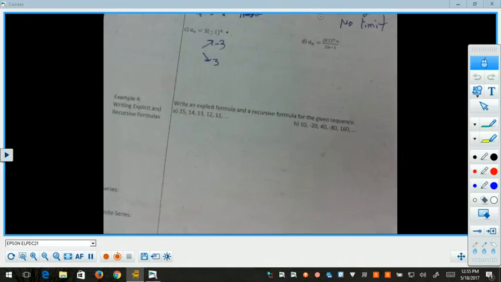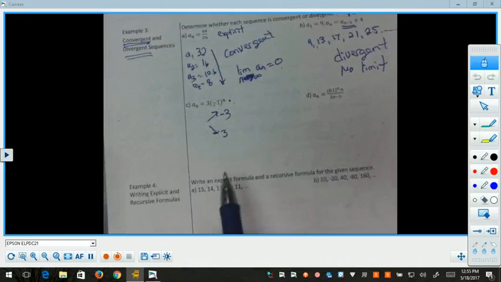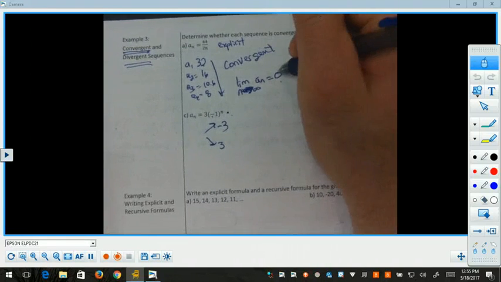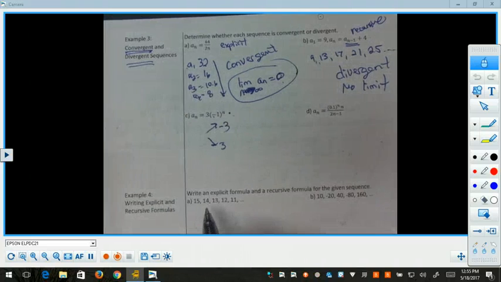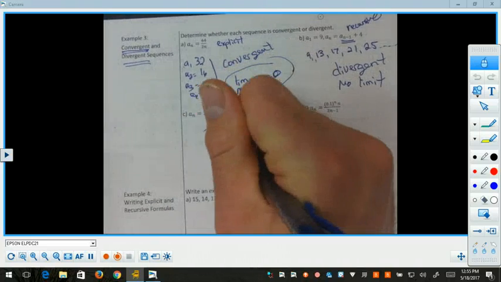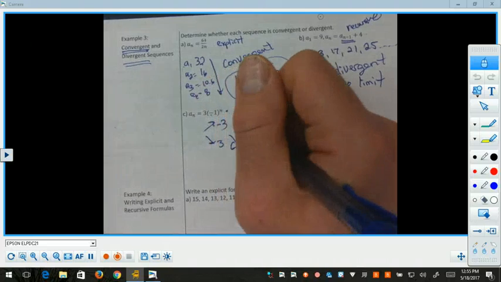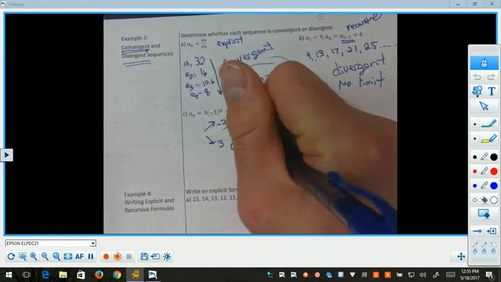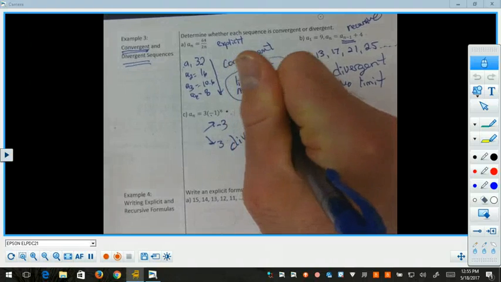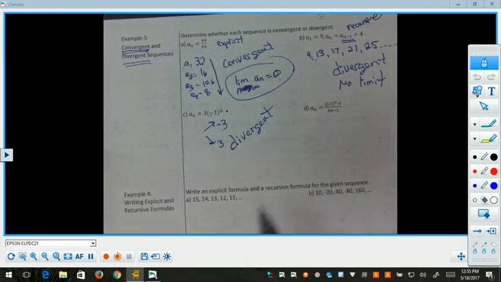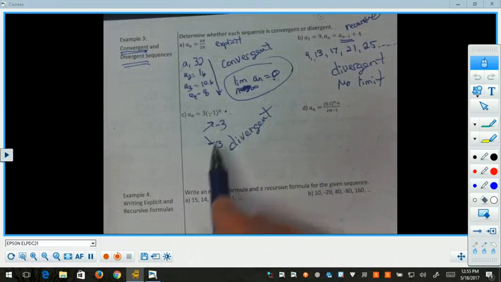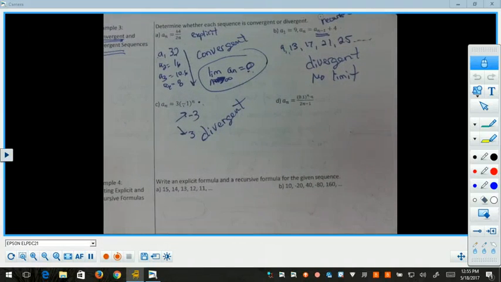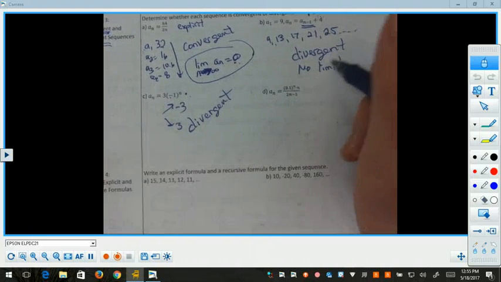It's actually not approaching anything. It's equaling one of 2 numbers. It's not incrementally approaching a number like it was here, where it continually got closer and closer to 0, as we saw on our graphing calculator. So this one, bouncing back and forth between 2 different numbers, is divergent. To be convergent, it would be incrementally getting closer and closer to a specific number, not 2 different numbers, as we see here, bouncing back and forth.